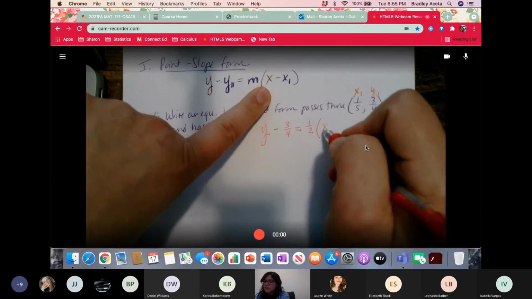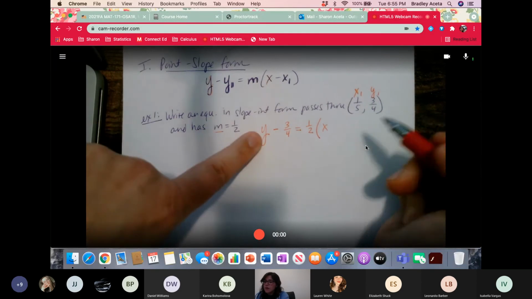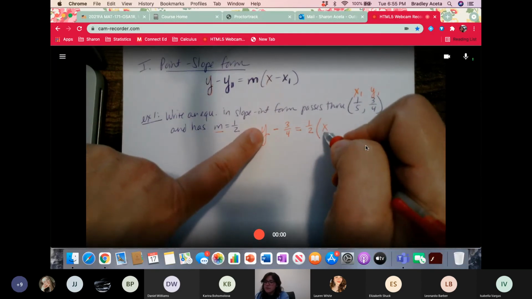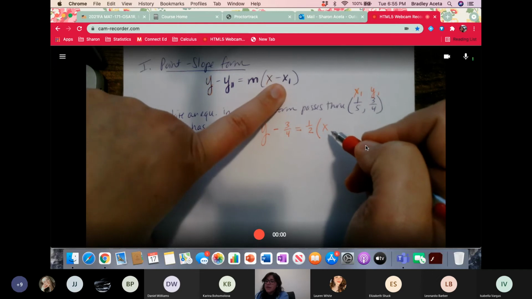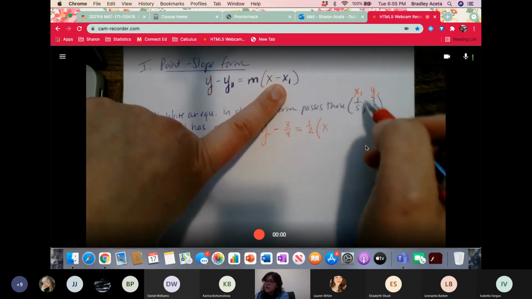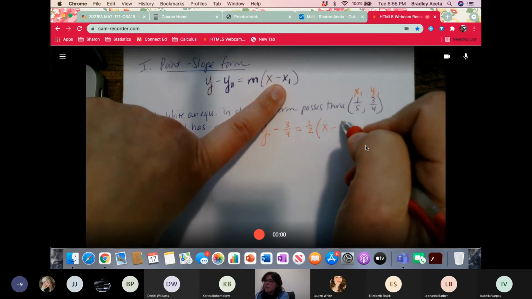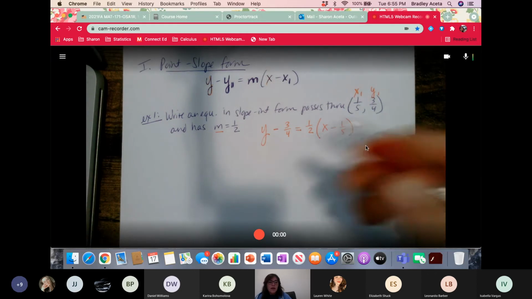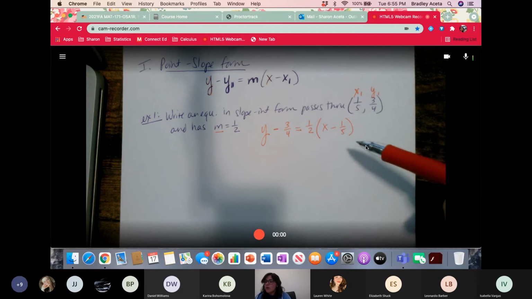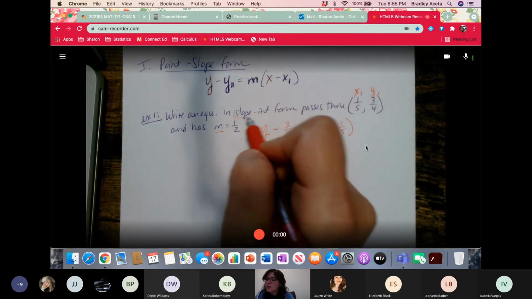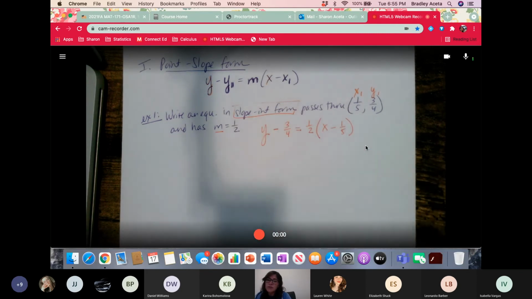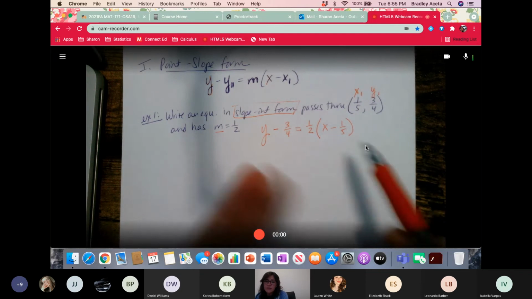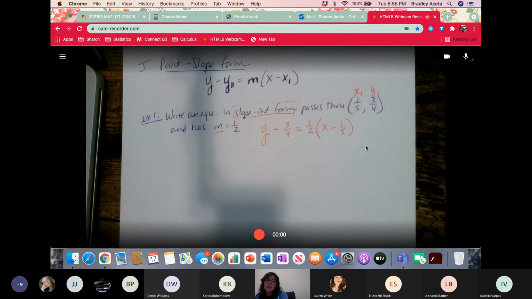You just have to chug in some numbers. This x, leave it as x. So the first y and the first x don't change. This x1 is this number right here, 1/5. So minus 1/5. Okay? So now, from here, you want to clean this up. You want to put it in slope intercept form, meaning you just want to solve for y. You want to put y by itself, and then it equals mx and then the y-intercept.